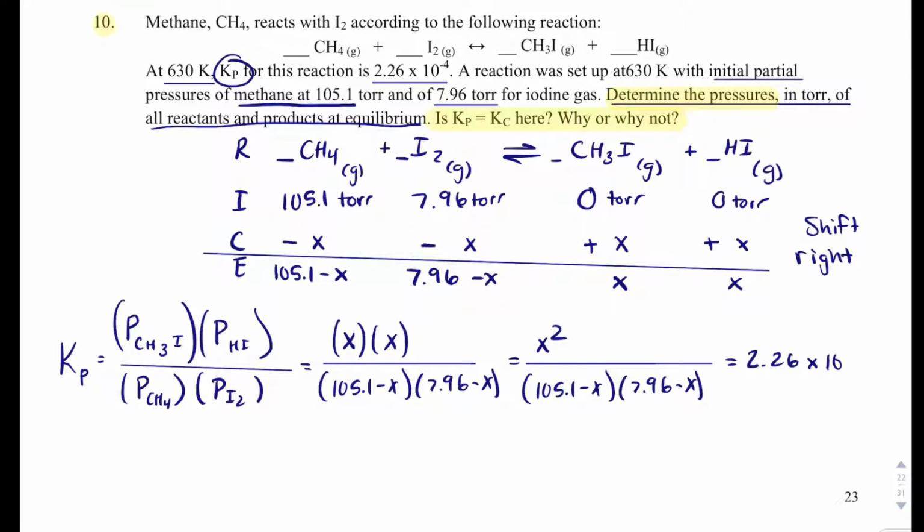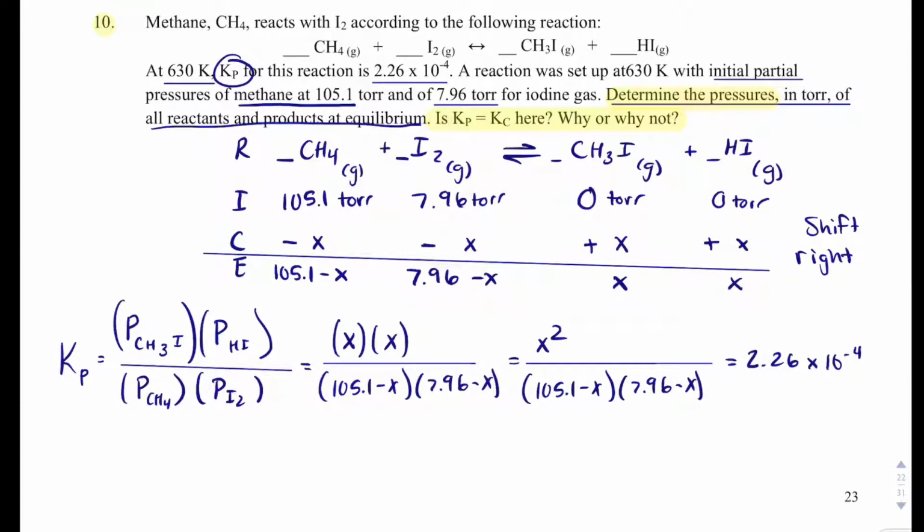And this math is extremely annoying, and you would have to use the quadratic equation to do this. If you have a TI Inspire and you are familiar with the solve for x feature, feel free to solve for x. When you do the quadratic equation, which I'm not going to do here, chances are you will get a positive x value and a negative x value. If I plugged in a negative value for x, that would actually increase my pressure for CH4 and I2, even though we already said the reaction is shifting right and it would decrease. So you would just ignore the negative value for x.